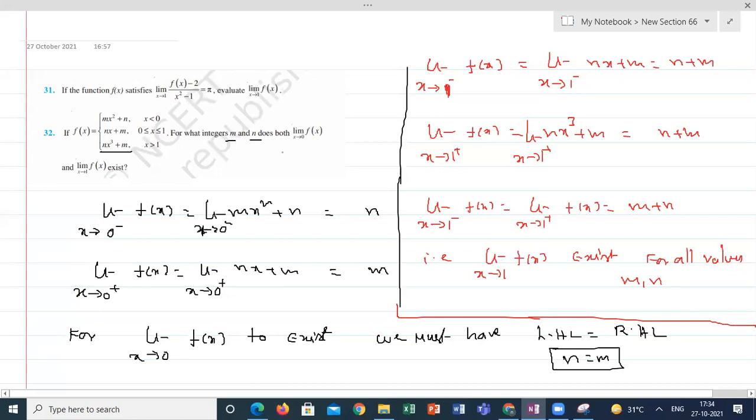But when it comes to the first case, it exists only if n is equal to m. If I'm taking m, n should not be different. If I'm taking n equal to 2, m also should be 2 for existence of the limit x tends to 0. But in case of x tends to 1, any combination of m and n values will be possible because the left hand limit and right hand limit are m plus n. So you can choose any values of m and n and the limit can exist. But at x equal to 0, m and n must be equal. Do you understand the difference between both the questions? Anyone having any doubt so far? Students?